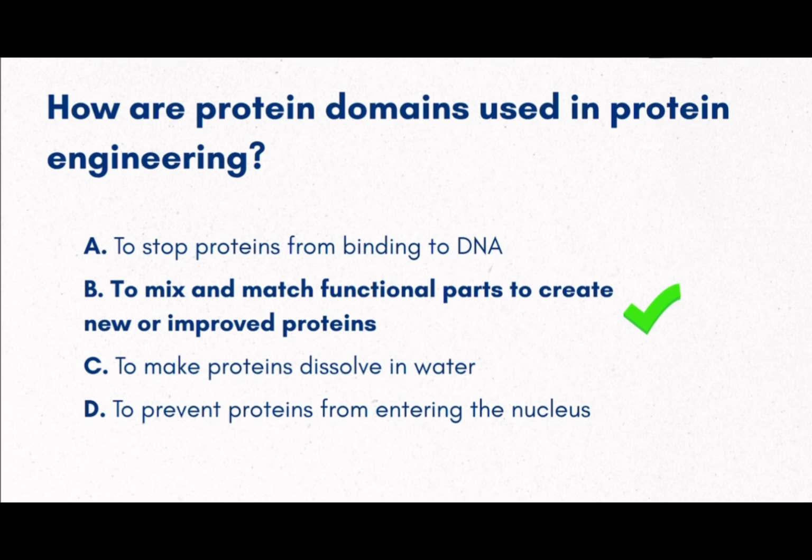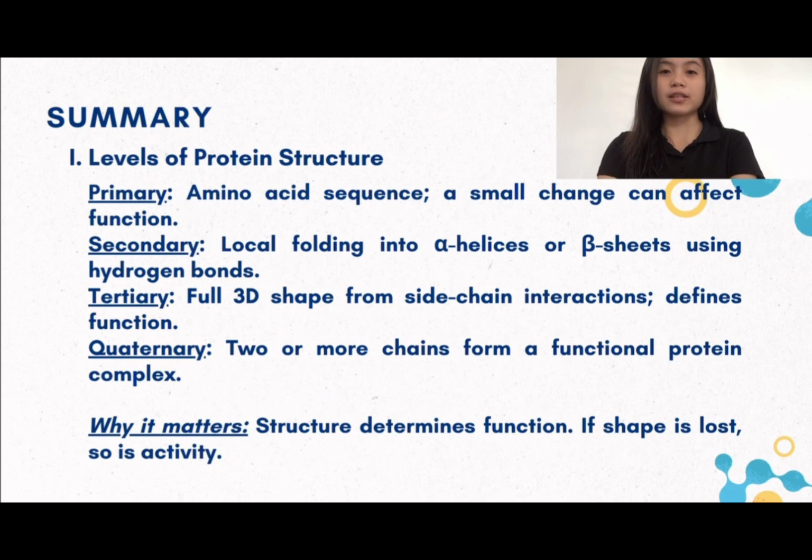So, to summarize everything on the domains in proteins and its functional units, we have the levels of protein structure. So first, we have the primary structure. So this is simply the amino acid sequence, and even a single change here can affect the entire protein's function. Next is the secondary structure.